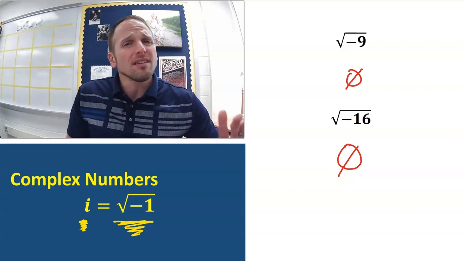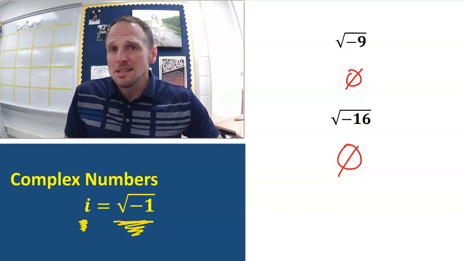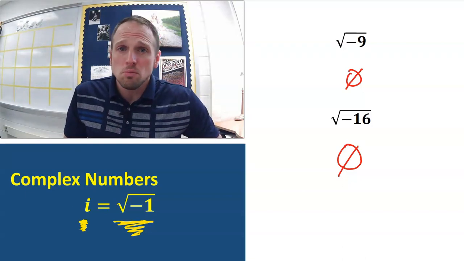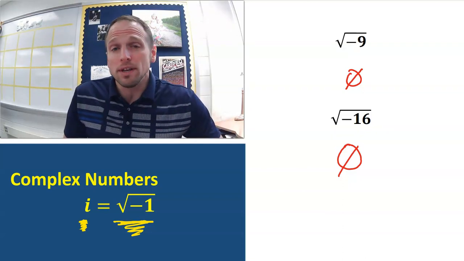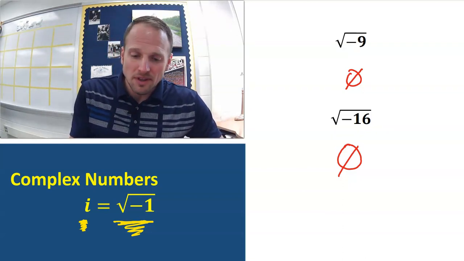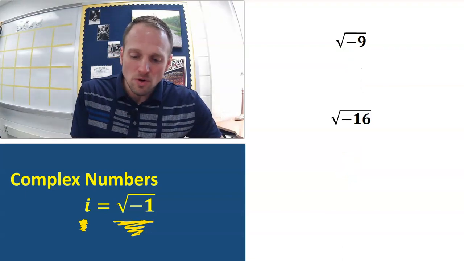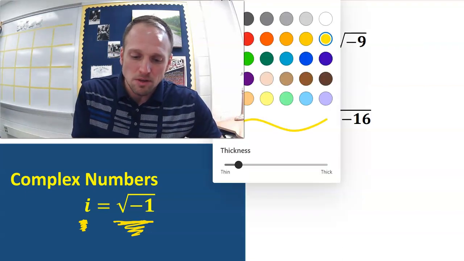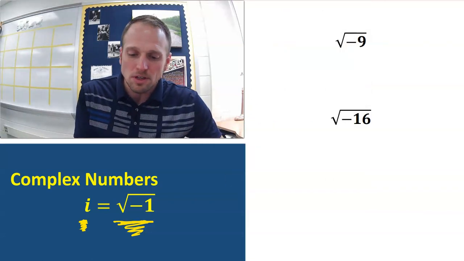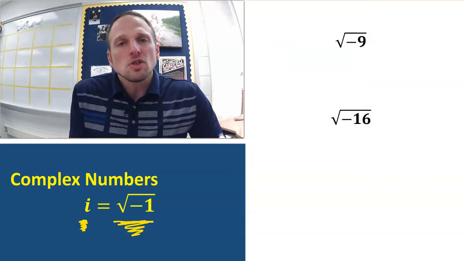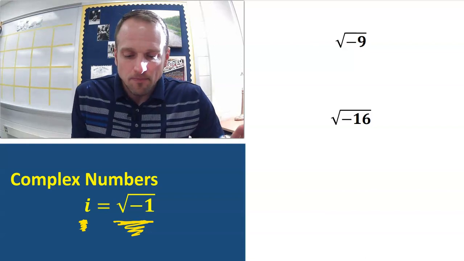Now, one thing to understand, i is not a variable. i is not like x or y or z. x or y or z could be any number. i is not a variable. i is always the square root of -1. So how is this going to be helpful using these imaginary numbers? Well, let's look at this. Let's simplify the square root of -9.